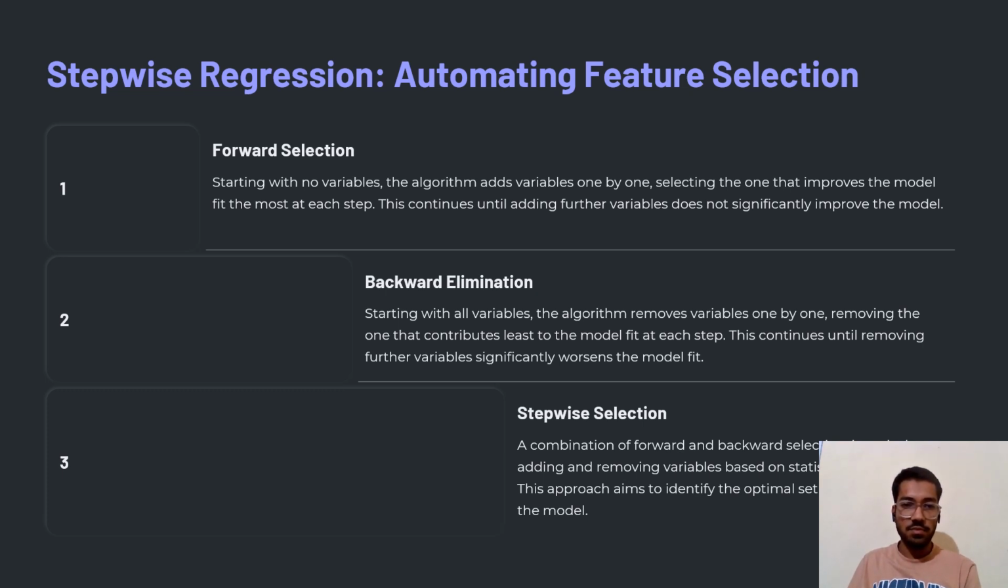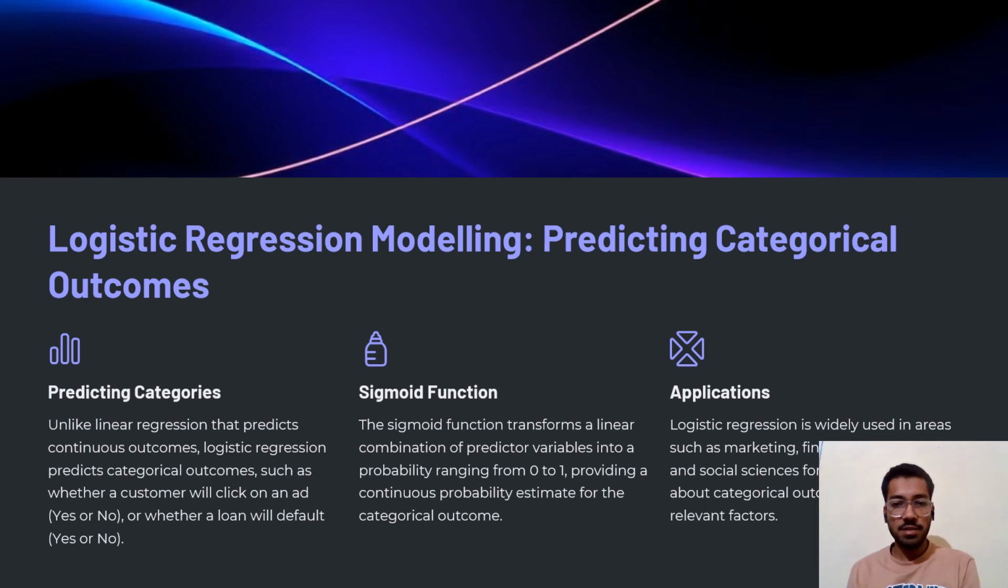These are the stepwise regression, automatic feature selection methods. Logistic regression modeling, predicting categorical outcomes, predicting categories. Unlike linear regression that predicts continuous outcomes, logistic regression predicts categorical outcomes, such as whether a customer will click on an ad, yes or no, or whether a loan will default, yes or no. Sigmoid function. The sigmoid function transforms a linear combination of predictor variables into a probability ranging from 0 to 1, providing a continuous probability estimate for the categorical outcomes.